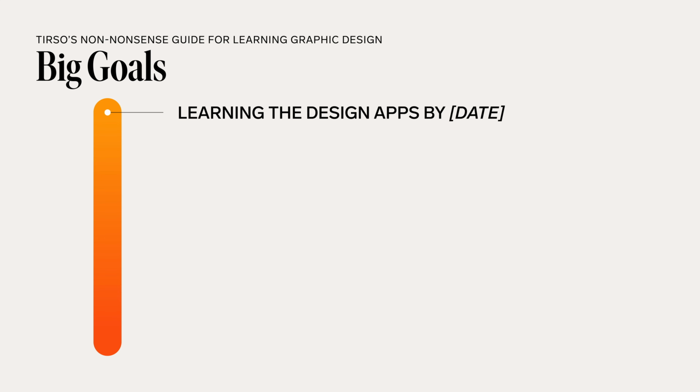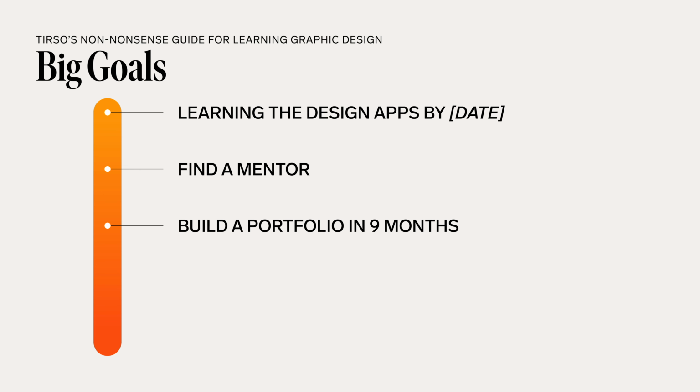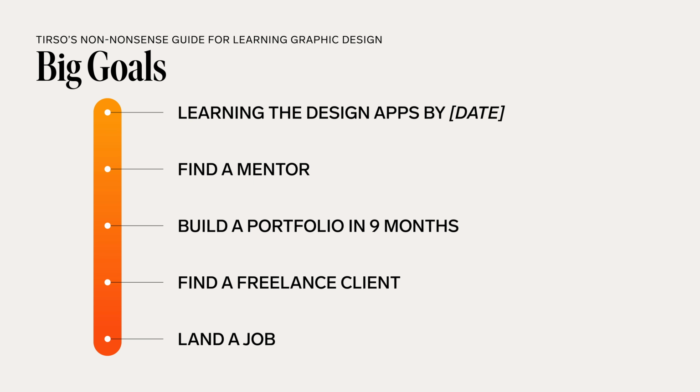Let's keep it simple, starting with big goals. One thing to note is that your goals should be measurable. Some goals could be learning the design apps within a certain amount of time, finding a mentor. I'm adding this because I know it's not easy. Building a portfolio in 9 months. If you have some background under your belt already, maybe it's finding a freelance client or landing your first job.